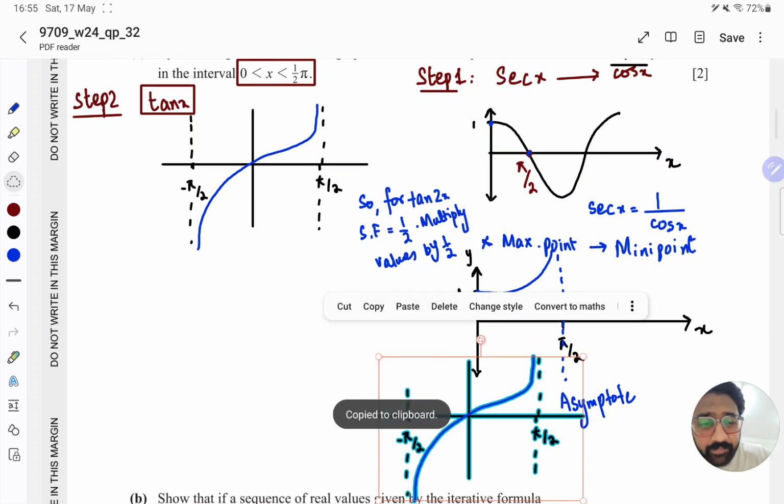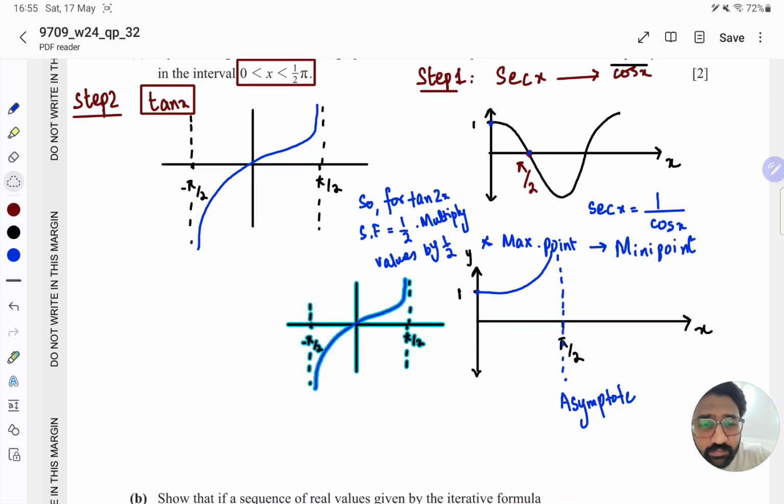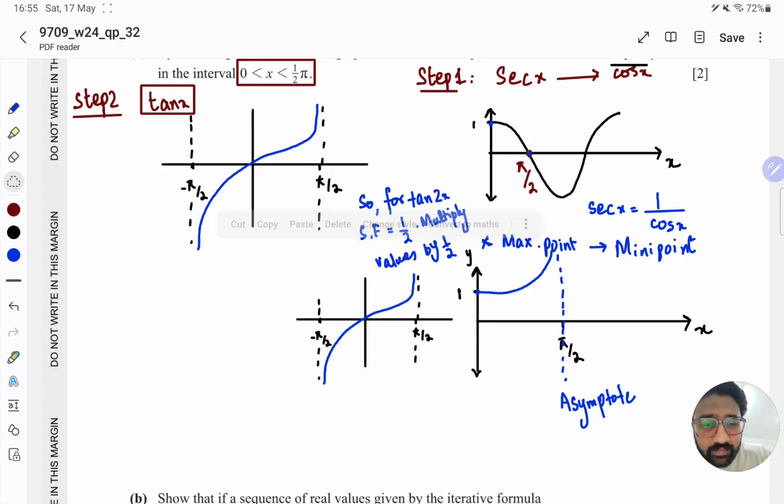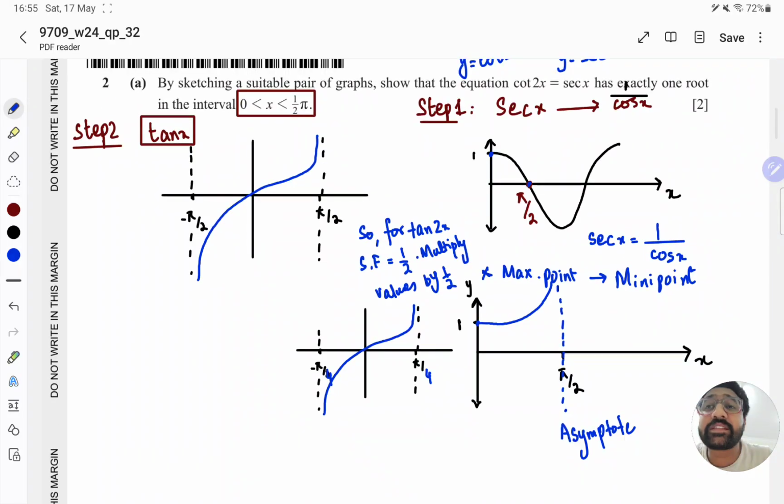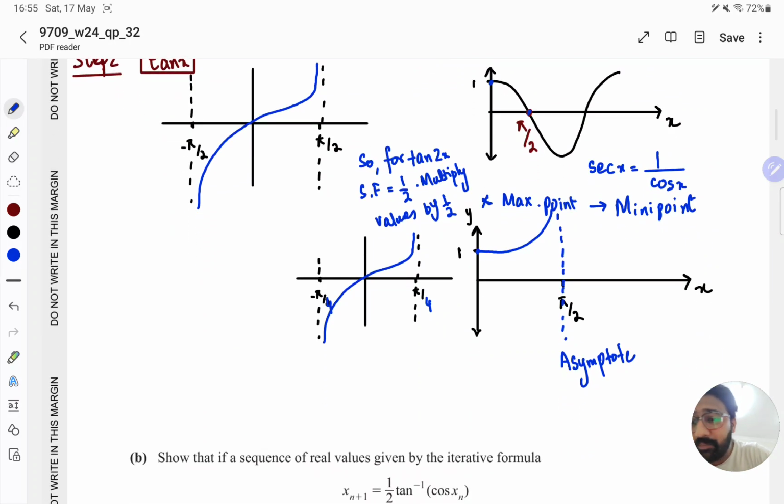let me make it here. Yes, this is how the graph is going to be, but the value is not going to be pi by 2, it's going to be pi by 4 over here. But we are interested in up to pi by 2. So what will happen for the next portion? For example, if this is pi by 2, this is going to be the next portion of the graph. This graph is for tan 2x.